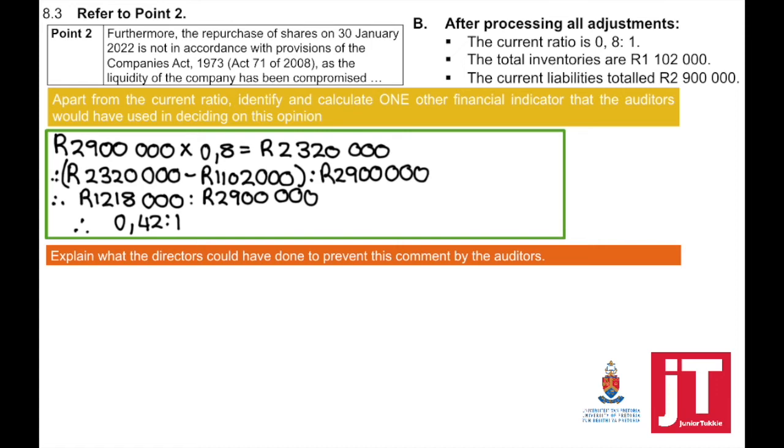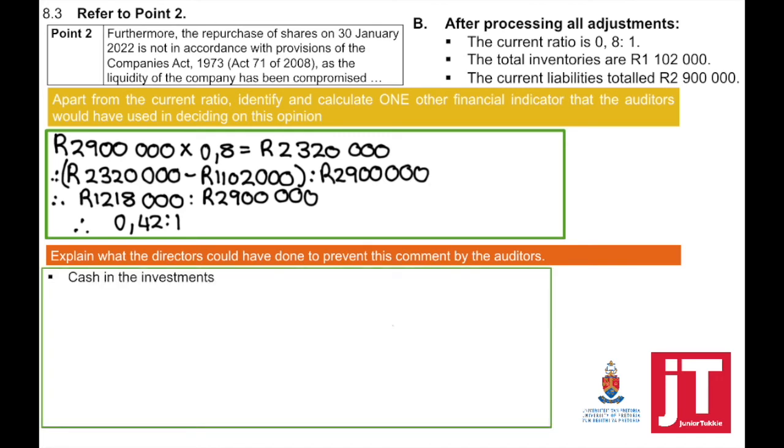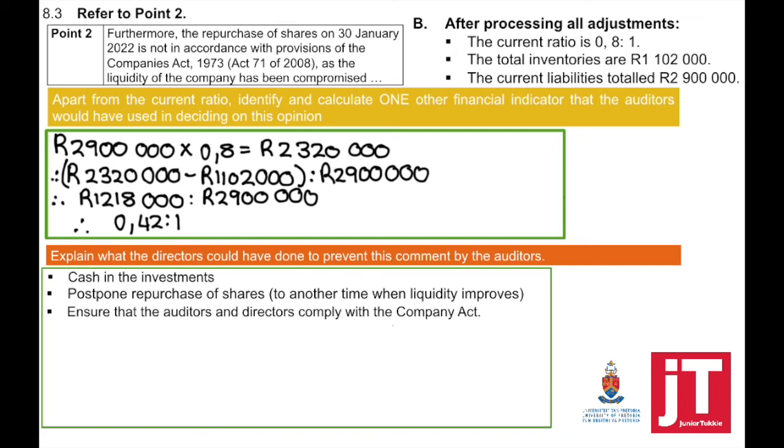Next part of this question, explain what the directors could have done to prevent this comment by the auditors. Cash in the investments, postpone the repurchase of shares to another time when the liquidity improves, ensure that auditors and directors comply with the Company Act. Try to convince the auditors that the solvency ratio is good. Solvency ratio: does our total assets exceed our total liabilities?